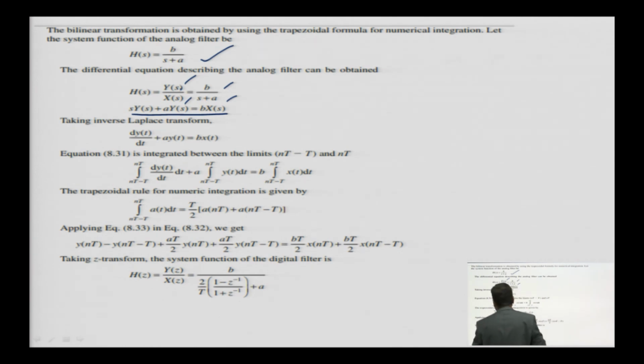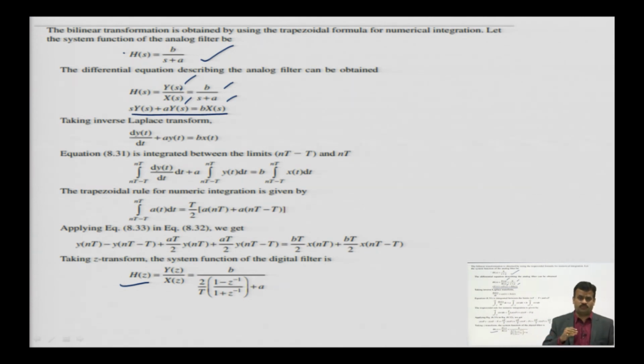So, after that you have to take the inverse Laplace transform. Okay. So, this is the bilinear transformation method. Here you cannot use impulse invariant. I am only telling the formula here. If H(s) is equal to b upon s plus a, how do you convert this H(s) into H(z)? That I am telling you under the bilinear transformation method. So, this is the proof of the formula by which you can convert your H(s) into H(z).